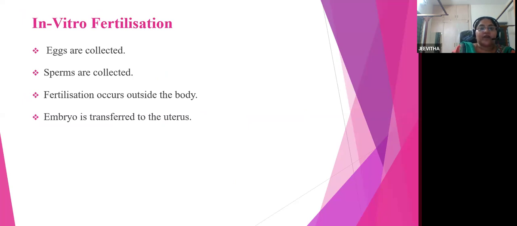IVF, here the same process, but the fertilization happens outside the body. You fuse the egg and the sperm outside the body using artificial conditions. And then once the embryo is formed, the embryo is transferred to the female uterus. And then they give it a rest and check for pregnancy, and the normal process of pregnancy goes on if it's positive.